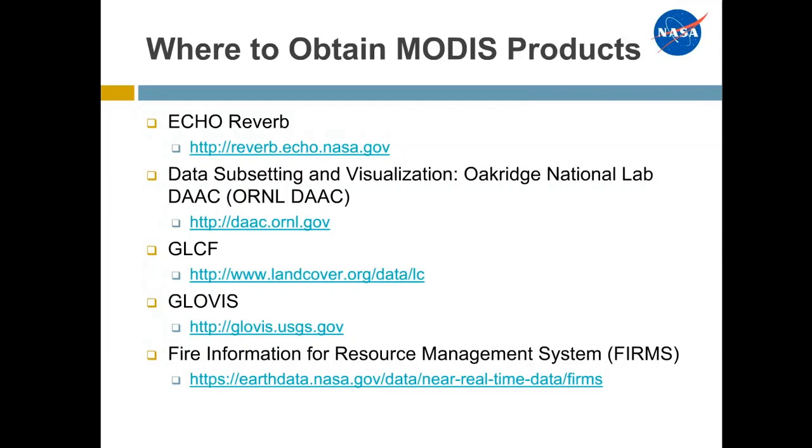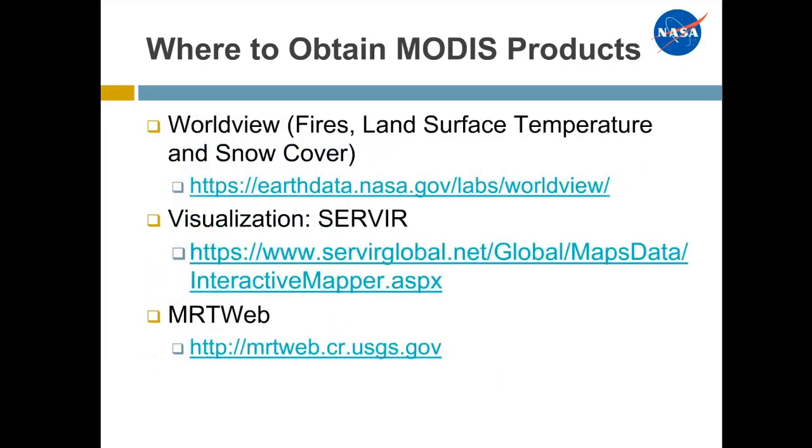There are many places to obtain MODIS products, and a few of them are listed here. There is Echo Reverb, the MODIS land product subsets at the Oak Ridge National Lab DAAC. There is the Global Land Cover Facility, GloVis, and the Fire Information for Resource Management System, or FIRMS, which delivers global MODIS hotspots and fire locations in near real time.